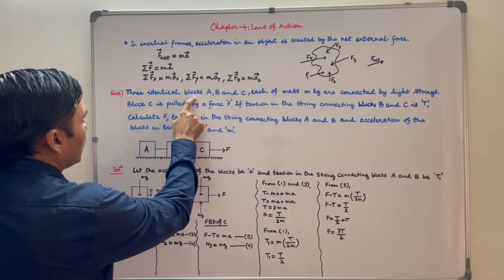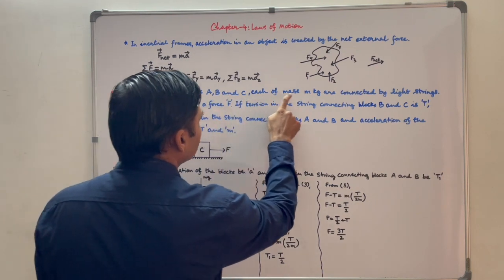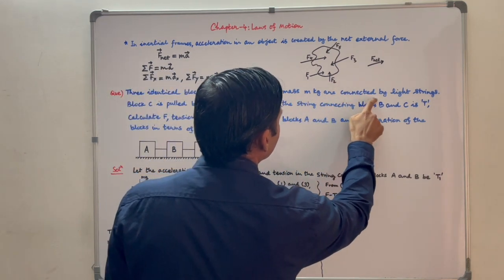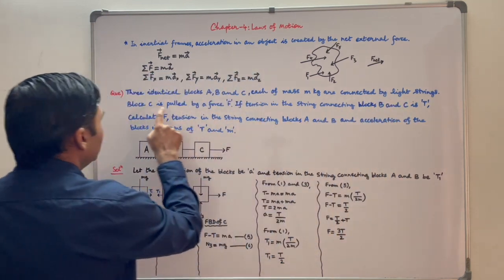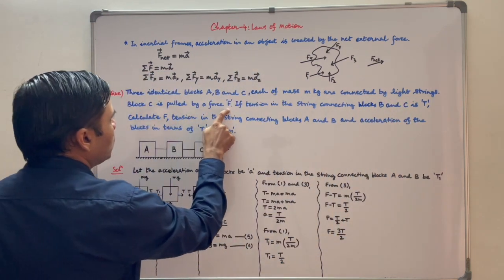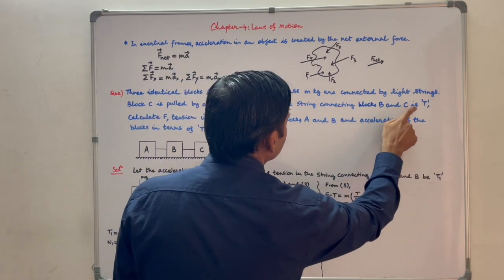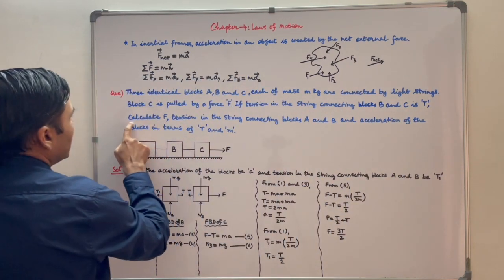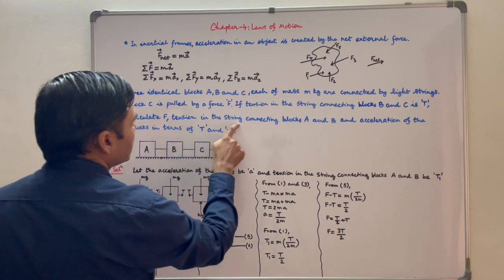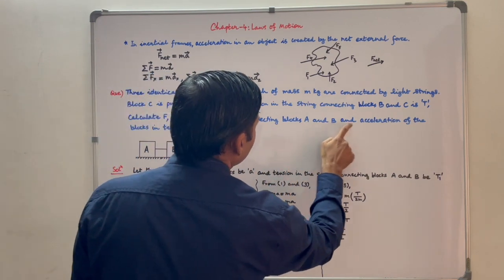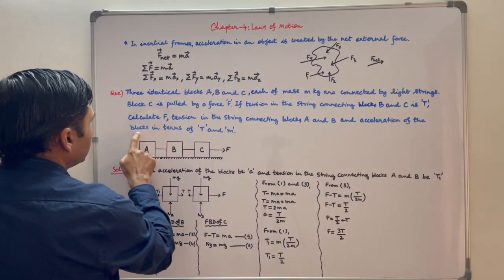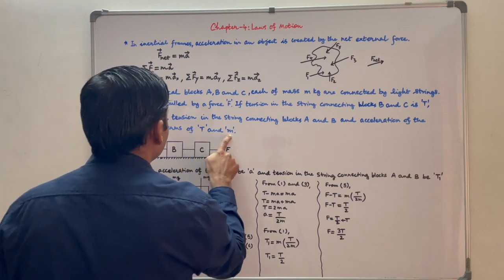Three identical blocks A, B and C, each of mass m kg, are connected by light strings. Block C is pulled by a force F. If tension in the string connecting blocks B and C is T, calculate F, tension in the string connecting blocks A and B, and acceleration of the blocks in terms of T and m.